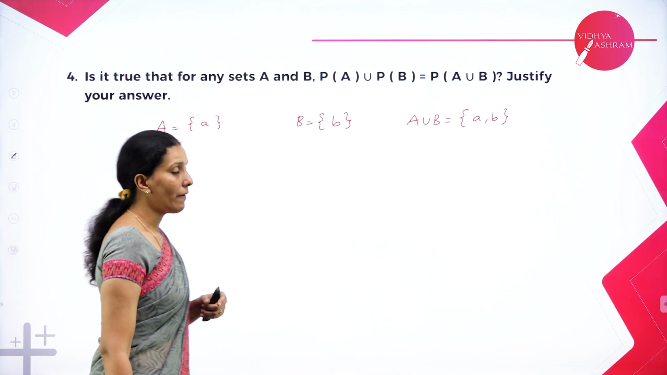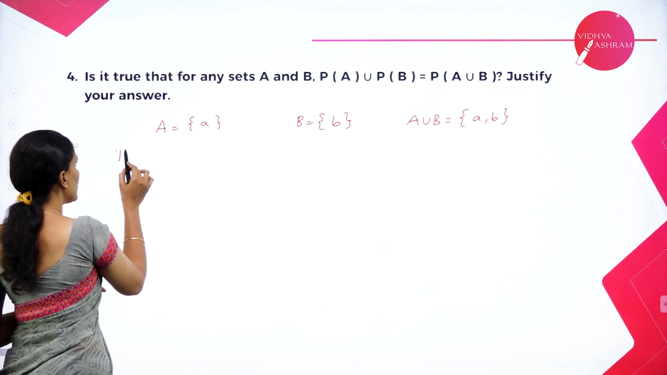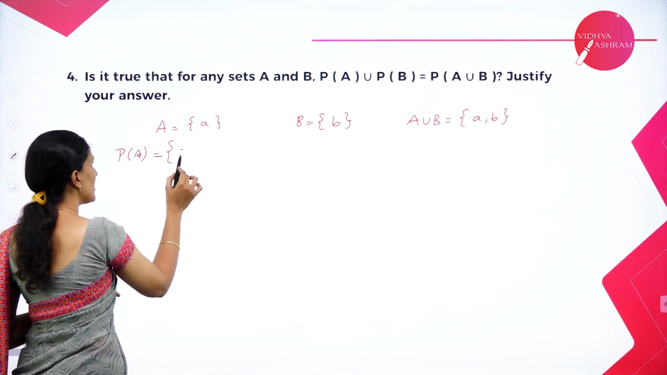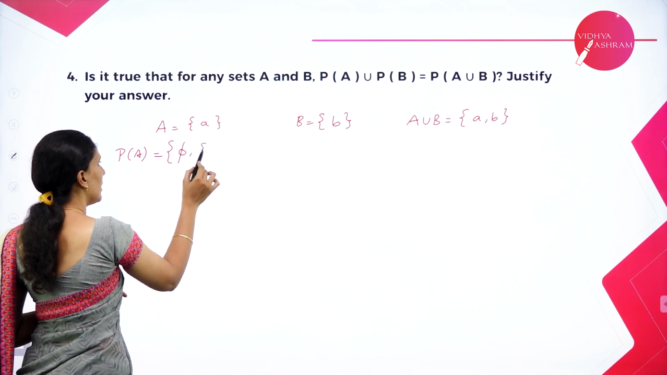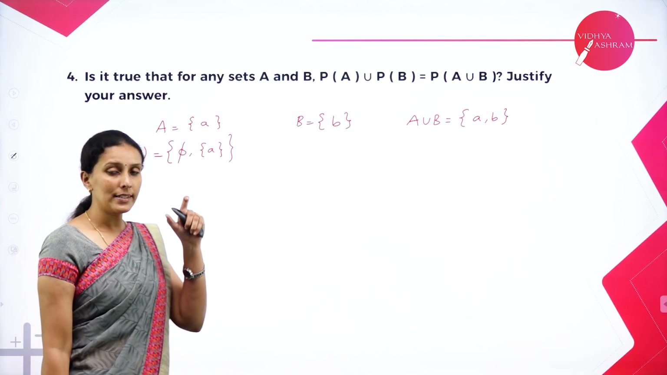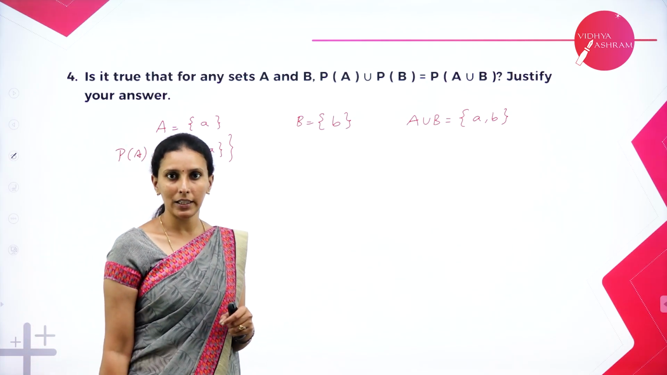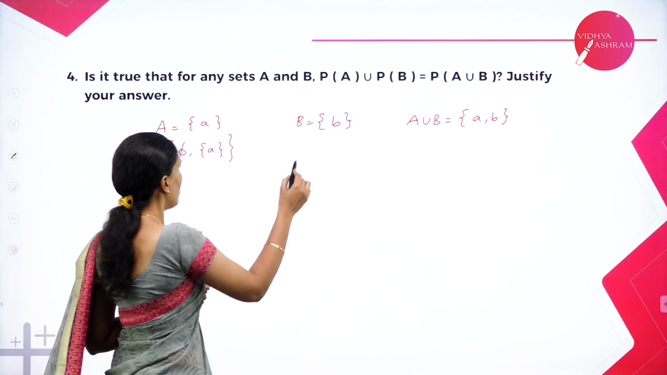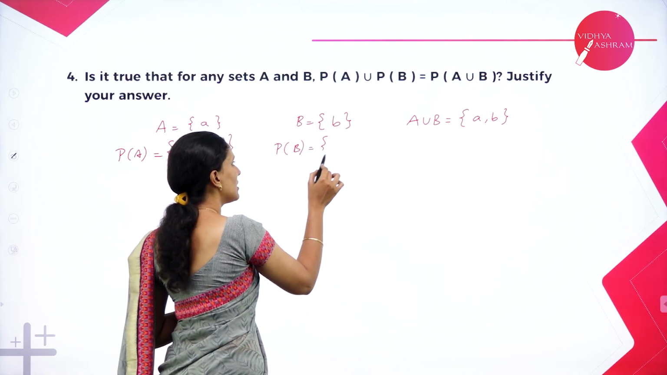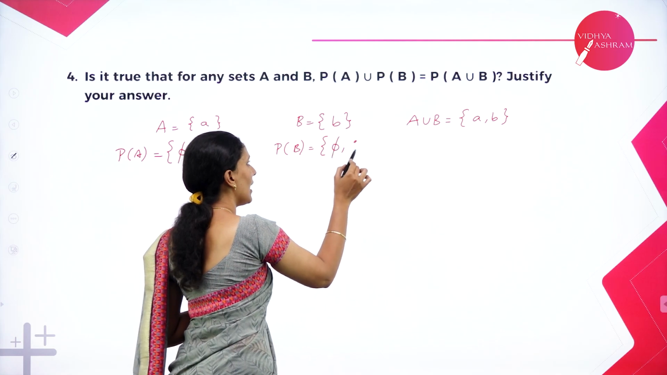Now let's write the power set of these sets. What is the power set of A? Power set of A is first the empty set and then the element a. The set containing all the subsets of the given set is nothing but the power set. Now power set of B is again first the empty set and then the element b.